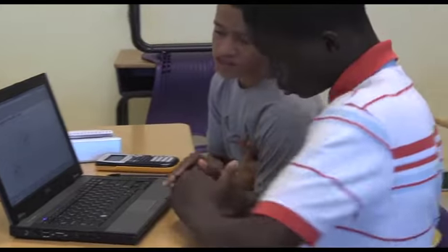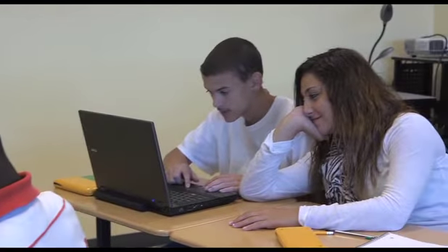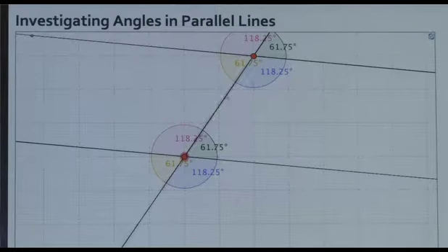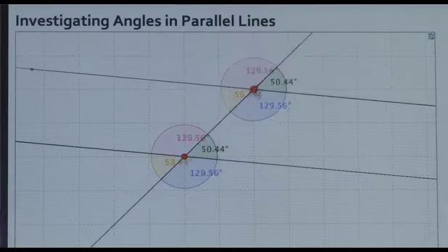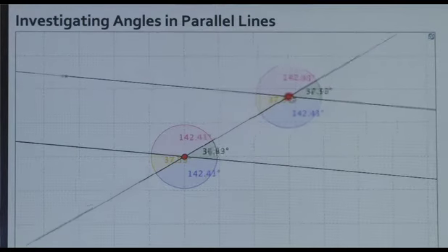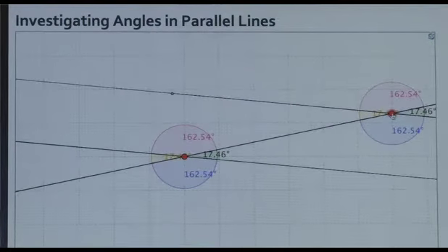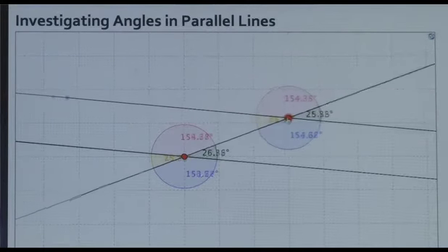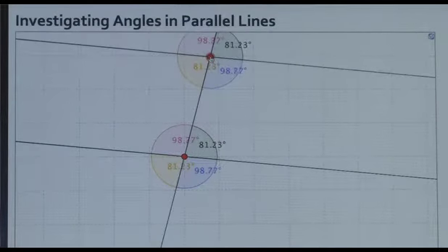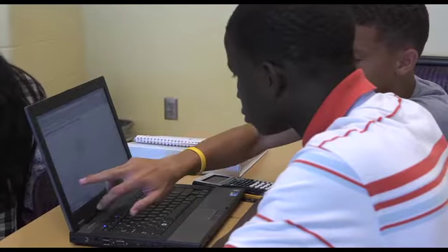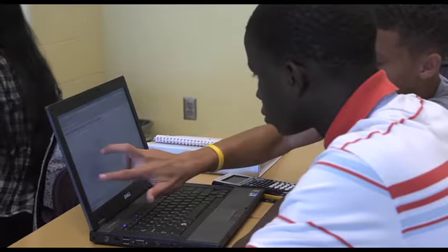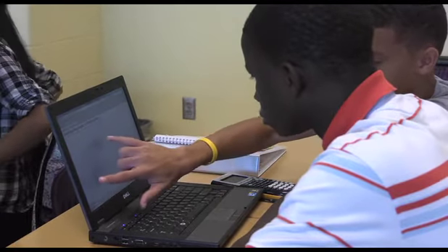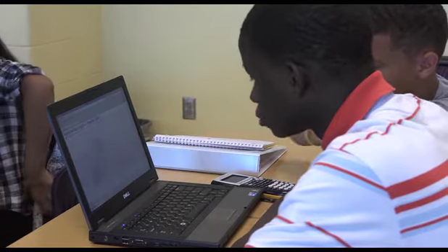Okay, the next part of the lesson was to use the laptops. It's a GeoGebra program where there's an applet up with two parallel lines and a transversal, and they are set at 90 degrees for each angle. And then you grab the vertex with the mouse and the pointer, and you can actually pull the angles to different measurements, and it will show how certain angles remain the same and certain angles will be supplementary.